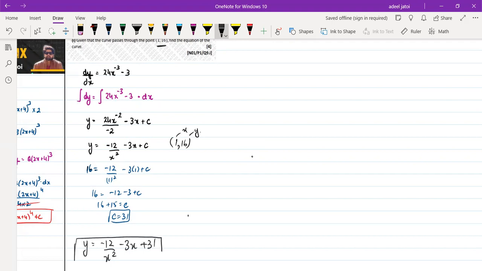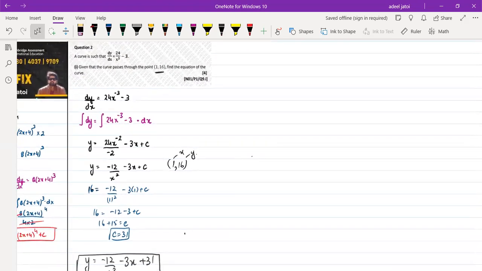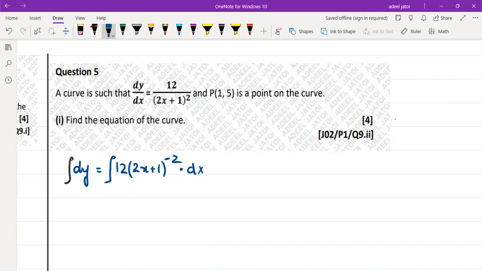And this should be the answer for the particular question that says that given that the curve passes through the point (1, 16), find the equation of the curve. Now, this is another question which says you need to find the equation of the curve. But let's say that we can write this down: integration of dy is equal to integral of 12 times the entire bracket to the power negative 2, dx, and this should be integrated as well.